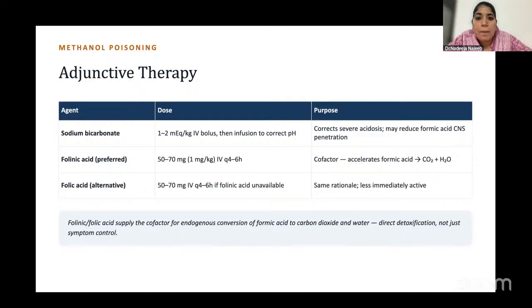Why do you need to do it? Sodium bicarbonate will increase the pH and thus prevent formic acid from penetrating the CNS and prevent the symptoms from appearing. You can also use folinic acid or folic acid. Folinic acid is an important cofactor in accelerating the formic acid conversion to carbon dioxide and water. So sodium bicarbonate and folinic acid. In case of unavailability of folinic acid, you can use folic acid. It is started at a dose of 1 milligram per kg every 4 hourly.